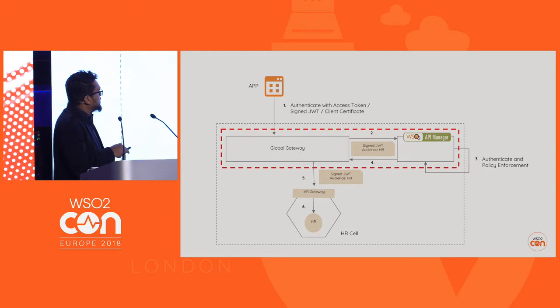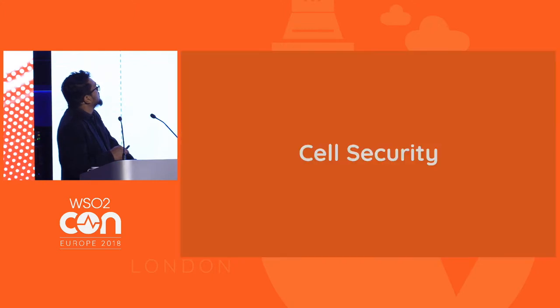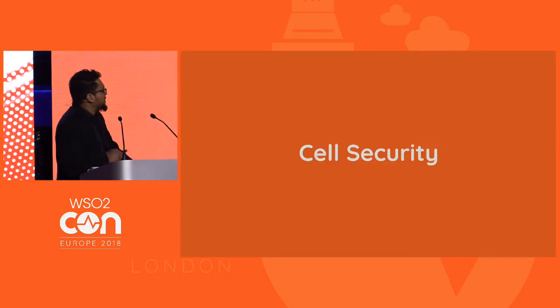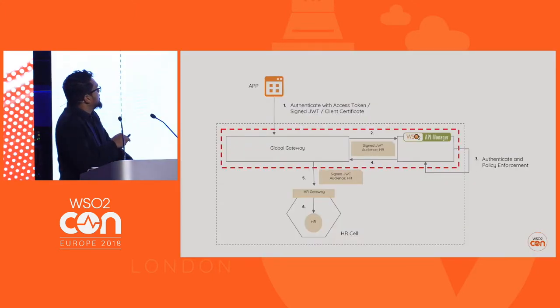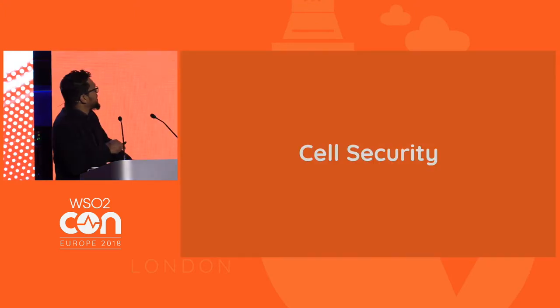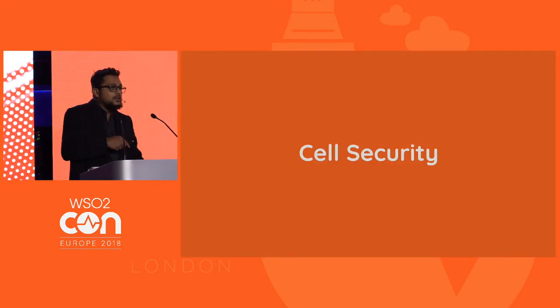So the signed JWT is now forwarded. The request along with the signed JWT and audience is forwarded to the HR gateway. So that's basically edge security, right? From the edge, now we have reached into the cell. So the next step is the security inside the cell.